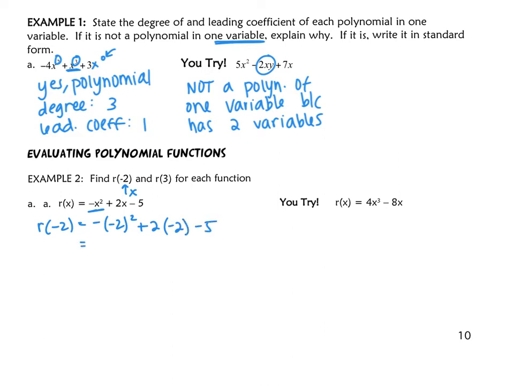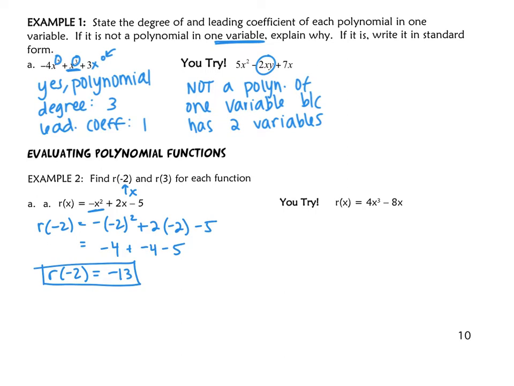Let's make sure we follow order of operations. On that first term, the exponent comes first. So negative 2 squared is 4, then a negative. 2 times negative 2 is negative 4, and then minus 5. Negative 4 add negative 4 is negative 8. Negative 8 minus 5 is negative 13. So that's it. That notation is asking you what is the output when the input is negative 2.